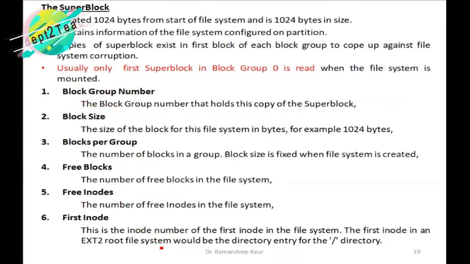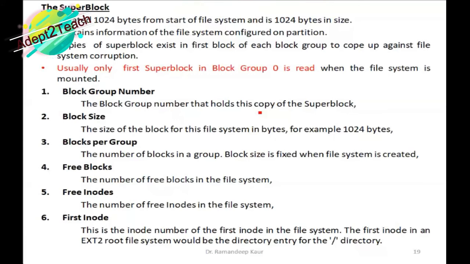Now let's see what information every super block comprises. The super block comprises the block group number. That means the super block of which block group is currently being read. I said right in the beginning that block group 0 is read. So it will store that when you are reading block group 0, this super block is of which block group.